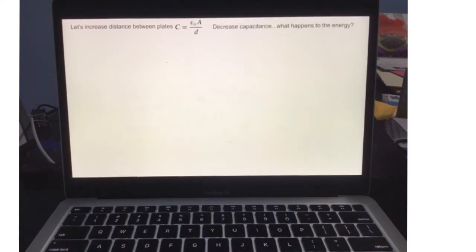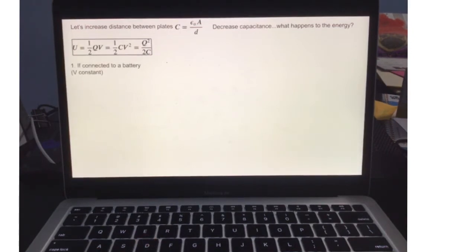So let's take a look. Let's give a real concrete example. Let's increase the distance between the plates. Remember that the capacitance is epsilon not A over D. So think about what that's going to do to the capacitance. Hopefully you realize it will decrease it. So what happens to the energy? Let's look at these two different situations. First, let's throw those equations up there, remind ourselves.